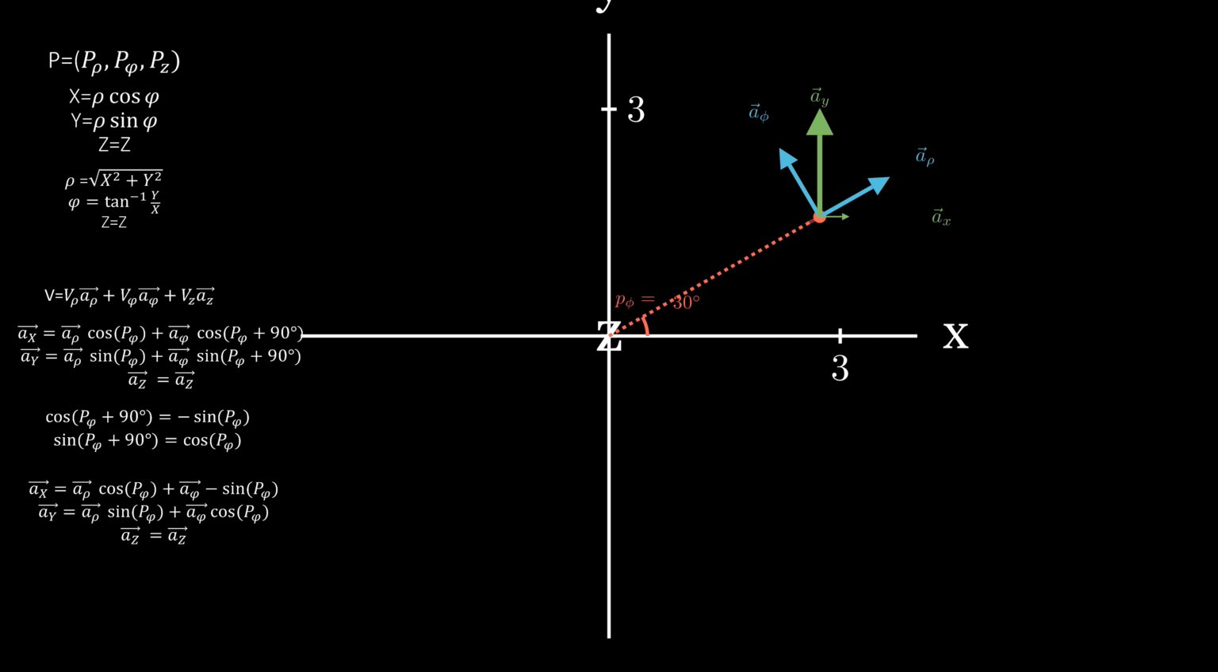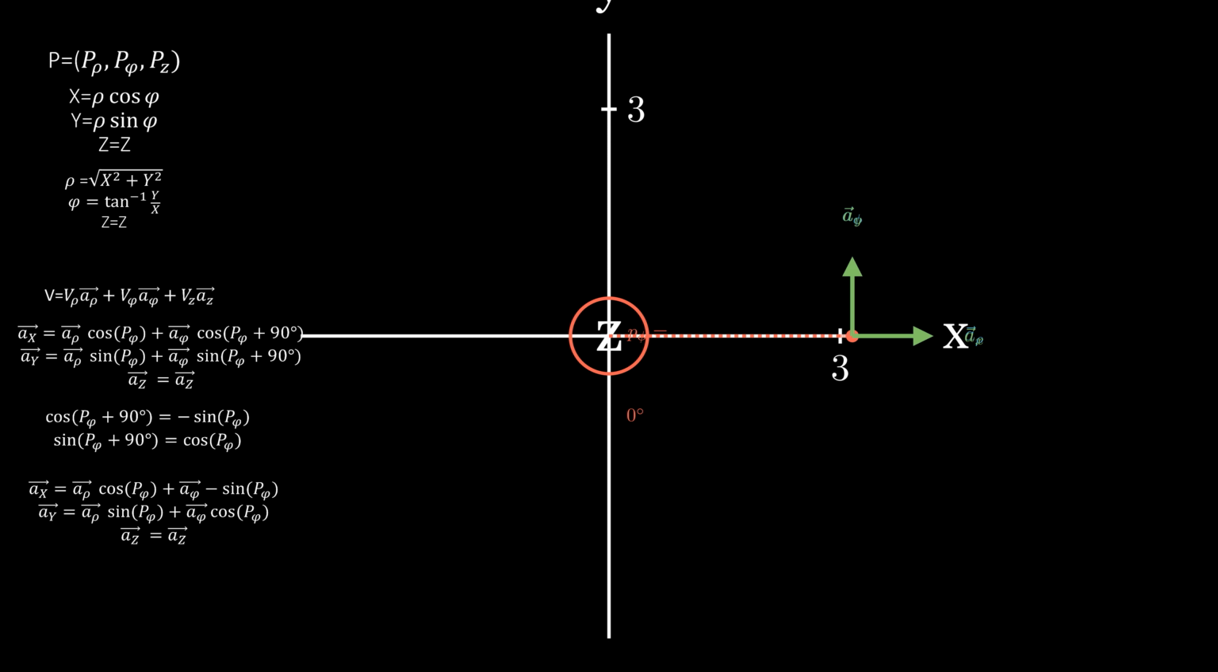Let's go to b phi equal 0. Here, a rho is equal to ax, and a phi is equal to ay, which makes the cylindrical system identical to the Cartesian system when b phi is equal to 0.